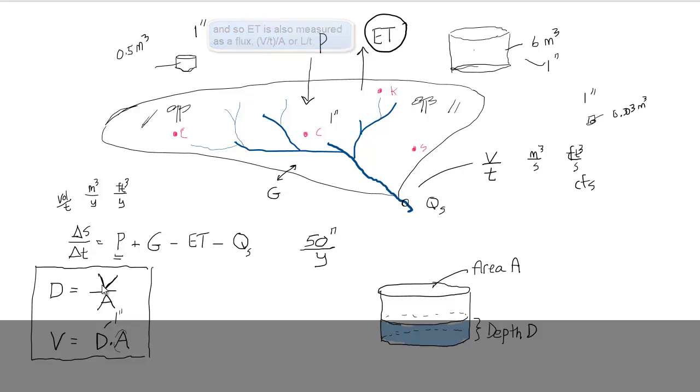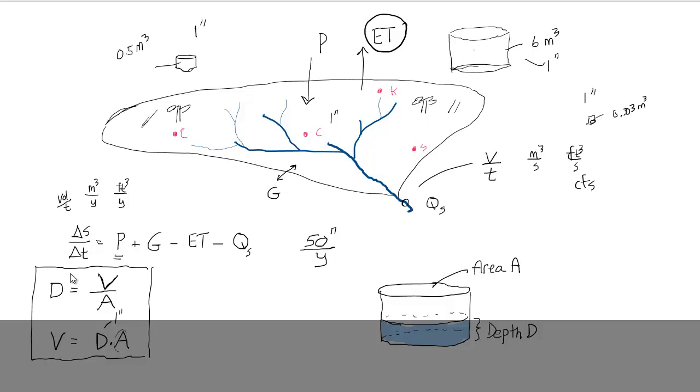So if Chuck's swimming pool received 50 inches of rain a year and its level didn't change, then it must have experienced 50 inches of evaporation per year. I should probably just say evaporation because there are no plants in the pool. So it's just pure evaporation in that case. So the evaporation rate was 50 inches per year.